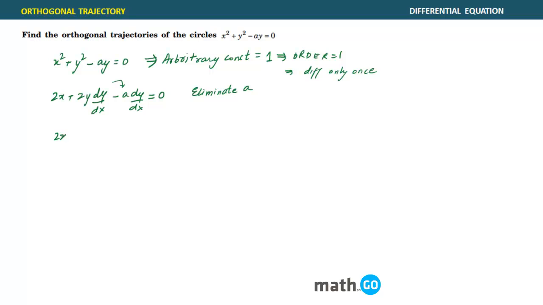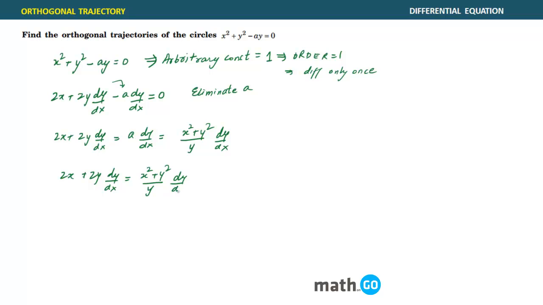So this will be 2x plus 2y dy by dx is equal to a times dy by dx, and you can just put the value of a from here. What is the value of a? It is x square plus y square by y. So this is how you can remove a. This becomes 2x plus 2y dy by dx is equal to x square plus y square by y times dy by dx. This is nothing but 2x is equal to x square plus y square minus 2y square by y times dy by dx.